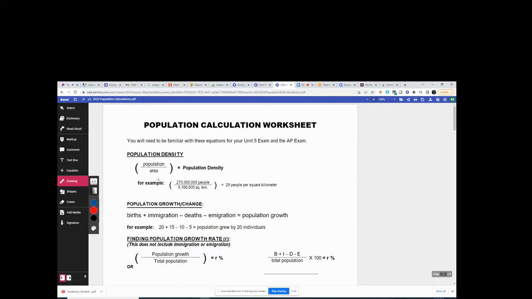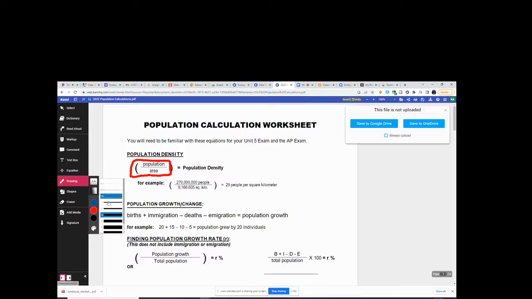All right, so you don't have to do this, but here's all your formulas. Population density. There it is. It's the population divided by the area. So how many people are there, or how many of whatever the species is? How big is the area? That's population density.